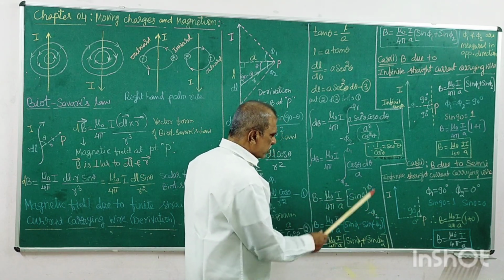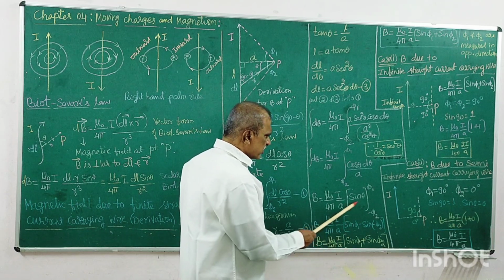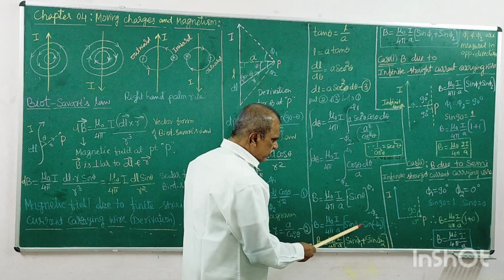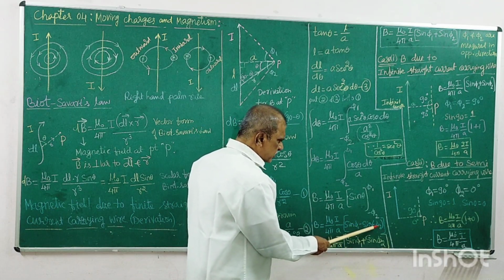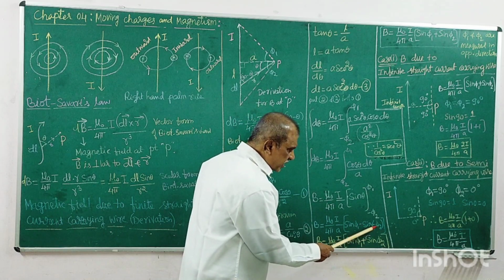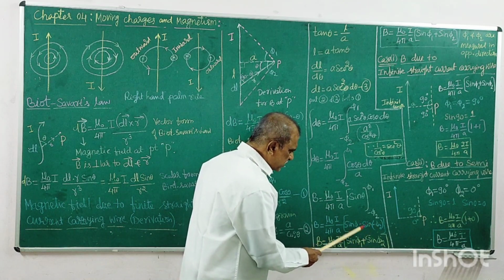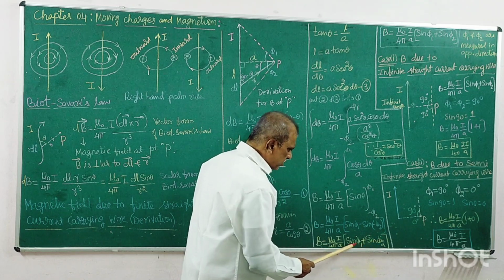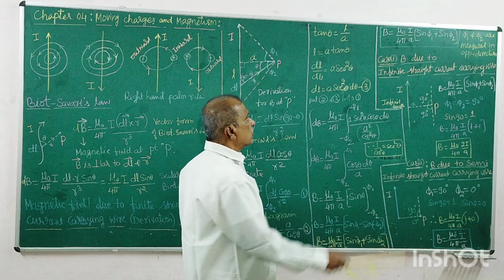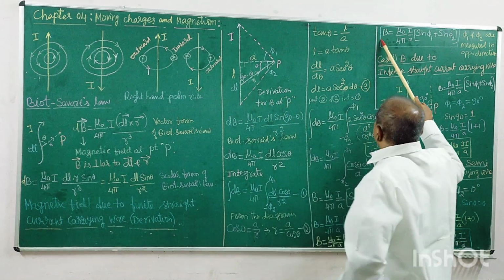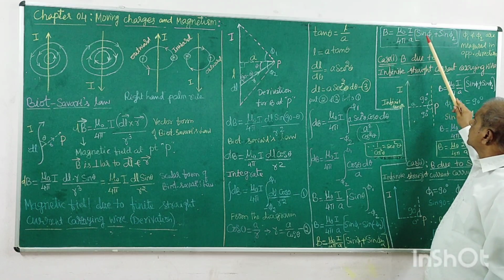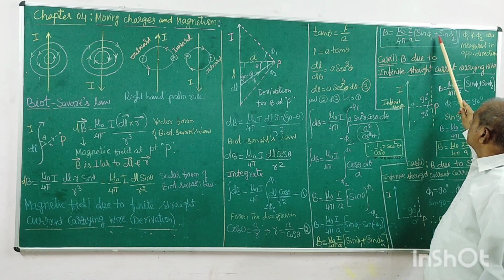Write the function with the upper limit minus the function with the lower limit. That is sin of the upper limit minus sin of the lower limit, which is minus theta. As you know, sin of minus theta is minus sin theta. This becomes minus into minus, plus sin theta 1. This is the final equation. B equals mu naught by 4 pi into I by a into sin theta 1 plus sin theta 2.